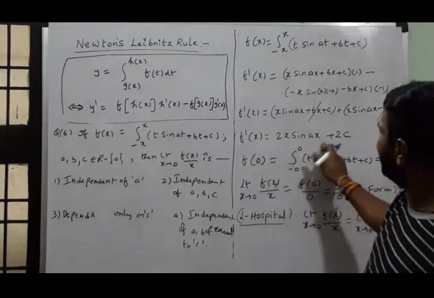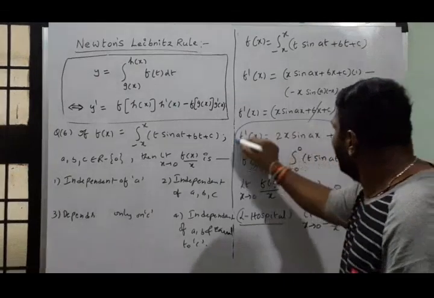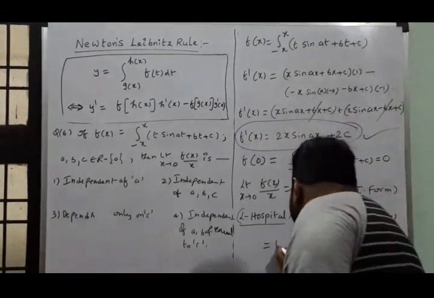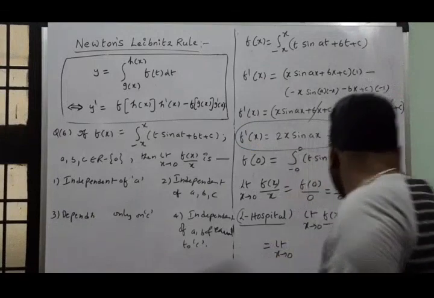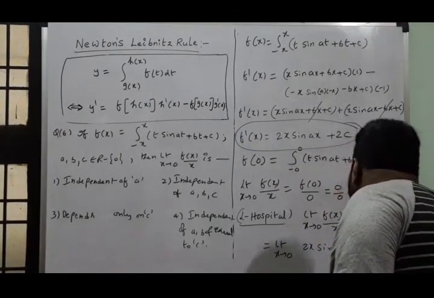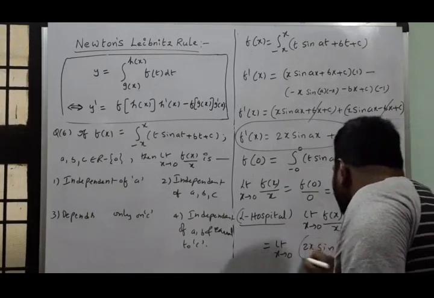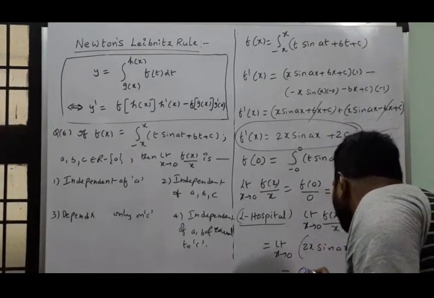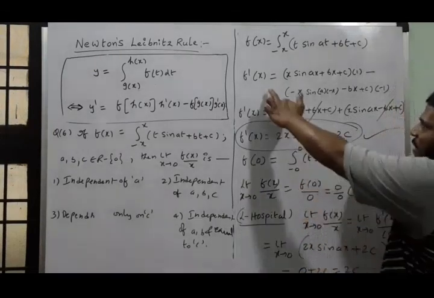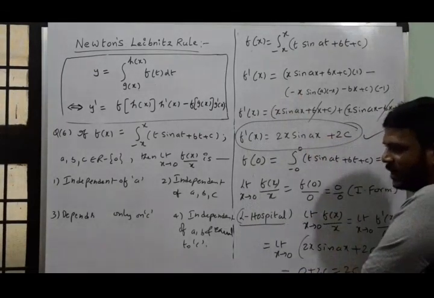Now what is f dash x? Here you are getting f dash x as this one, substitute here. So limit x tends to 0, f dash x is 2x sin ax plus 2c, substitute x as 0, 0 plus 2c, so you are getting 2c. So our answer is 2c.